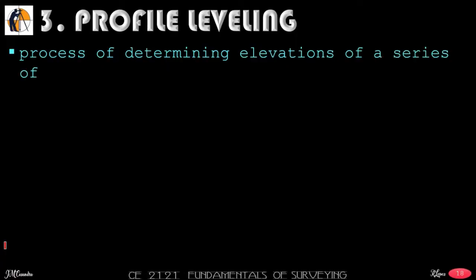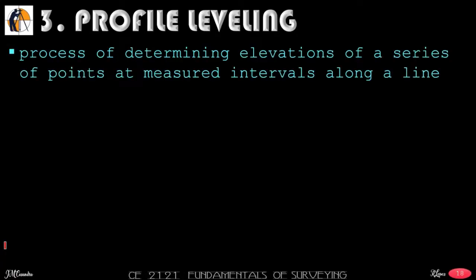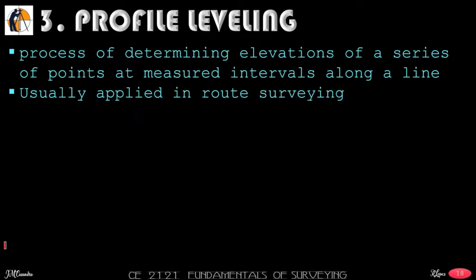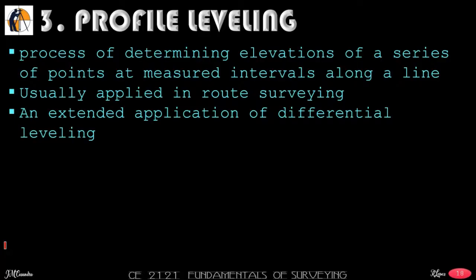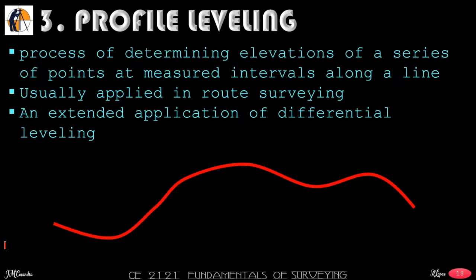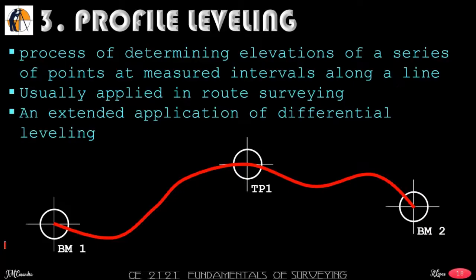Next, we have your profile leveling. This is a process of determining elevations of a series of points at a measured interval along a line. So this is usually applied in route surveying and is an extended application of differential leveling. So if this is our route, we will have here your benchmark 1, turning point 1, and benchmark 2. So you will now set up your instrument at any point from your center or from your route.